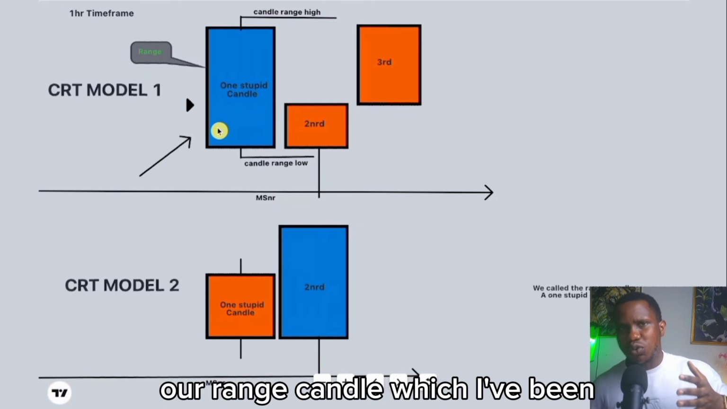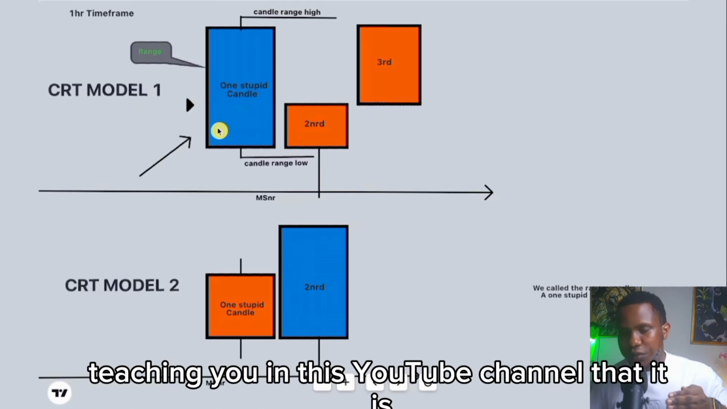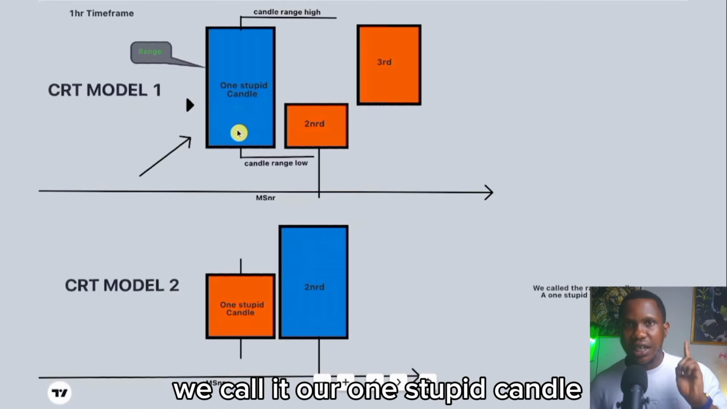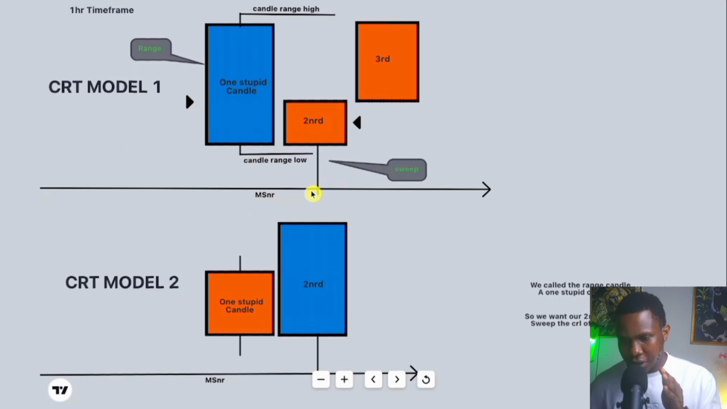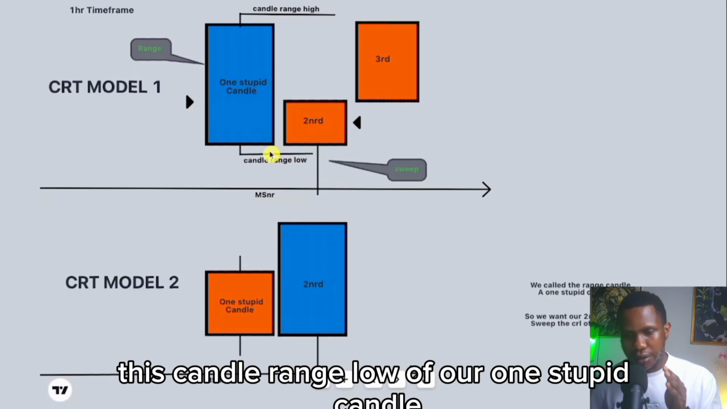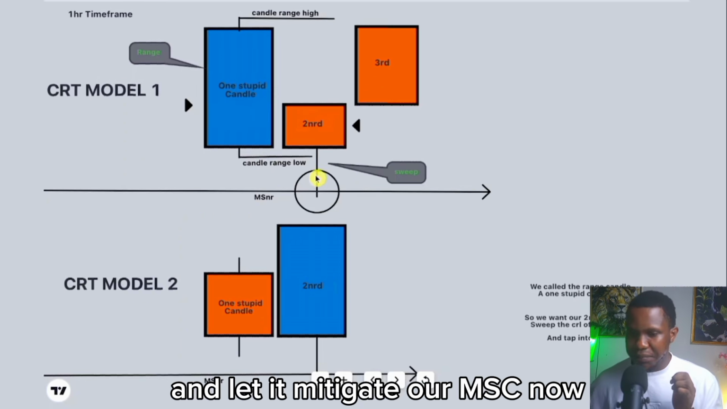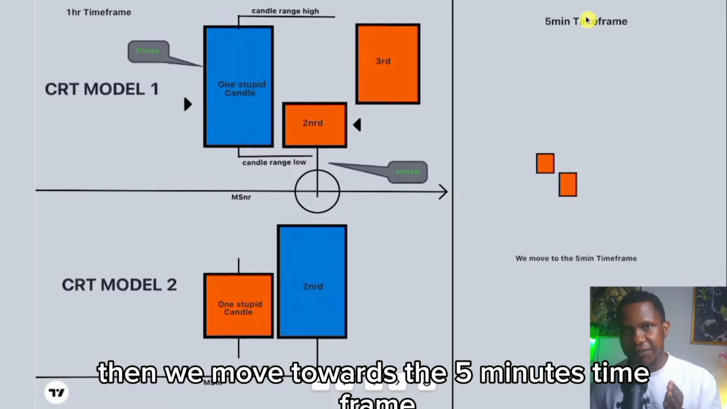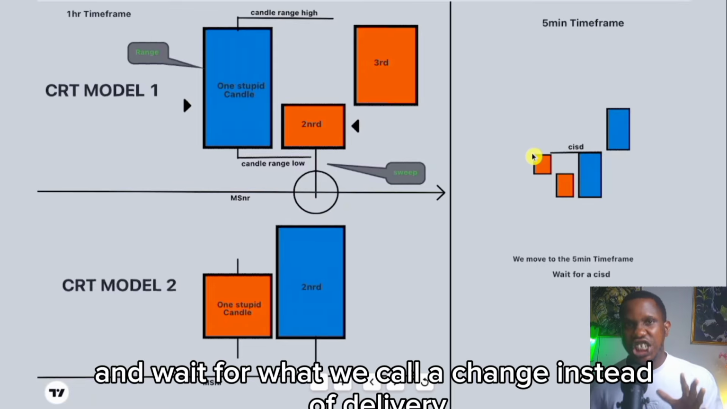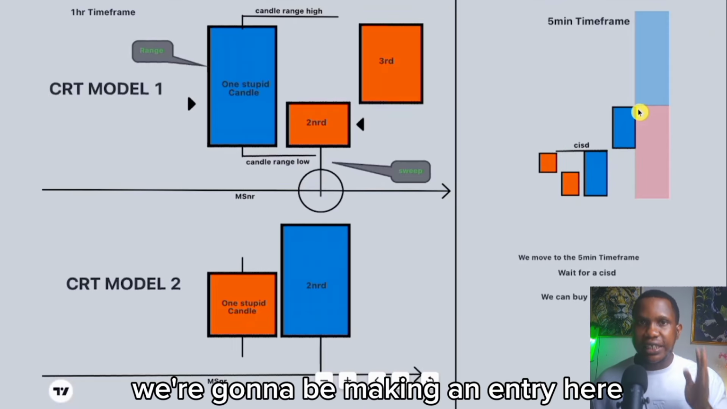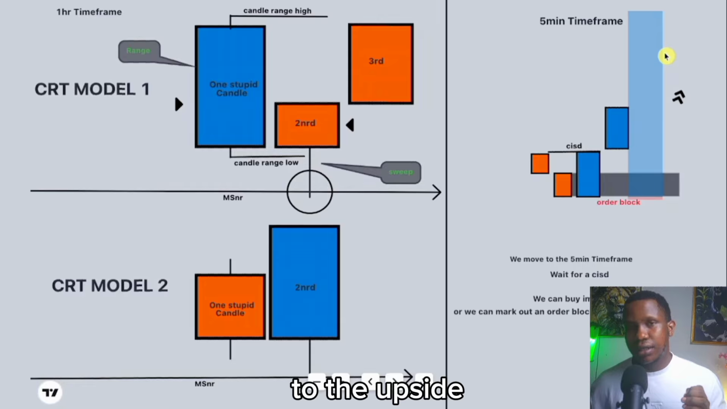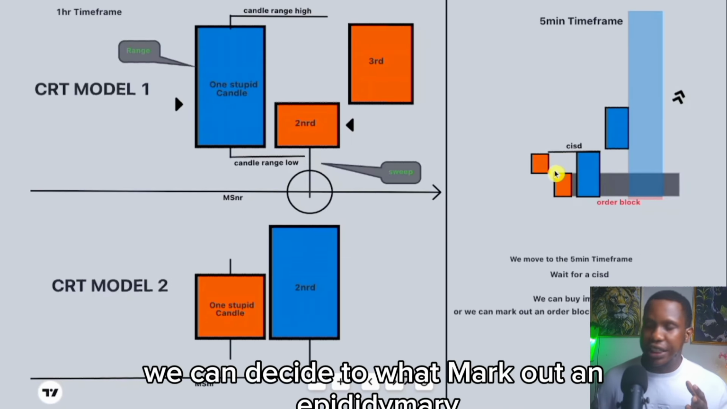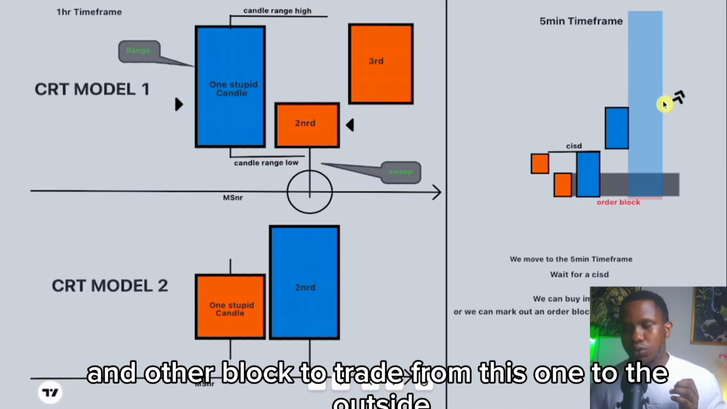Our range candle, which I've been teaching you on this YouTube channel, we call it our 1 stupid candle. One of the characteristics of our second candle is we want it to sweep this candle range low of our 1 stupid candle and let it mitigate our MSNR. Then we'll move towards the 5 minutes time frame and wait for what we call a change in state of delivery. I'm going to be making an entry here, stop loss below here, and we buy to the upside. We can decide to mark out a PD array and order block to trade from this zone to the upside.